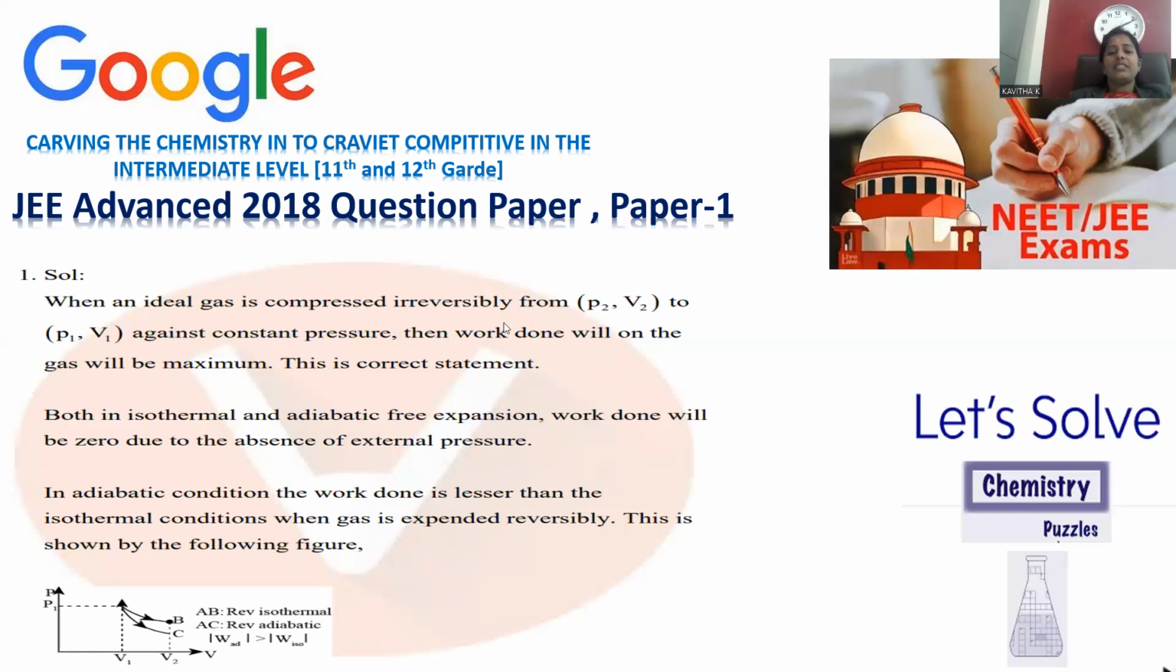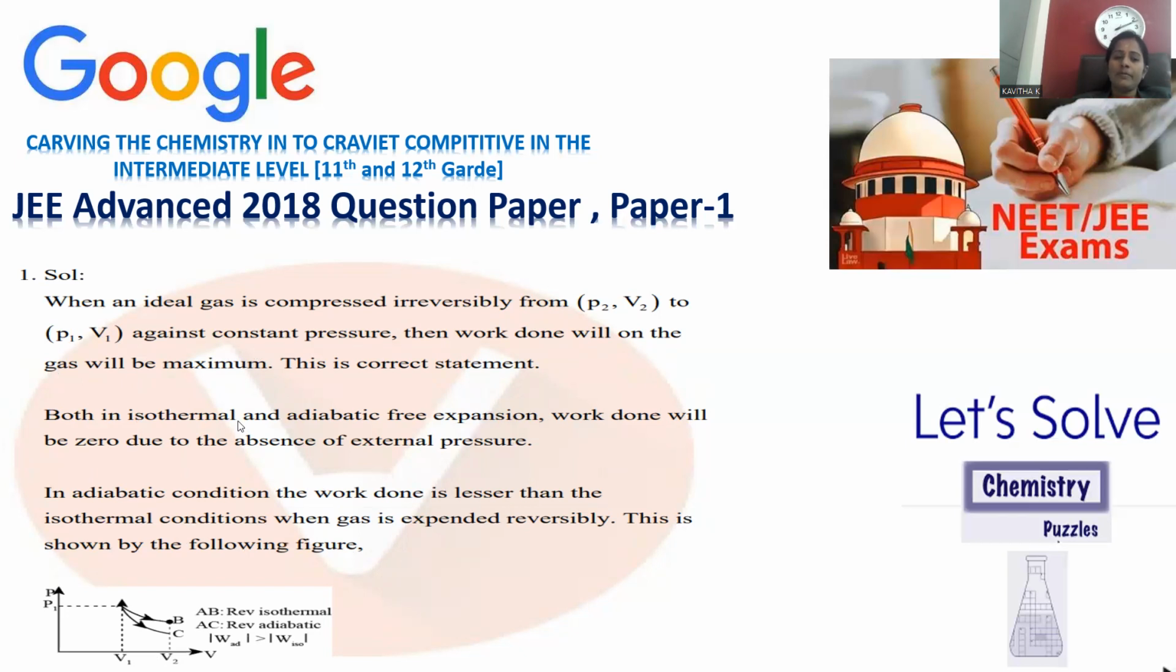Ideal gas is compressed irreversibly. P2, V2 is converted into P1, V1, again at constant pressure, which is taken as P1. Then the work done on the gas will be maximum. So although it is a reversible process, whenever you apply the pressure irreversibly, that gives rise to the maximum extent of work. For both isothermal and adiabatic free expansion, the work done will be zero. Work done will become zero due to the absence of external pressure.